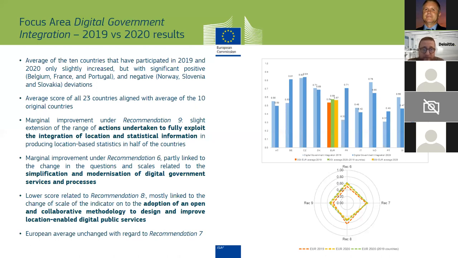Looking at the different recommendations, there has been a marginal improvement under recommendation 9 with a slight extension of the range of actions undertaken to fully exploit the integration of location and statistical information, which however remains an area for improvement, as we said before. A marginal improvement also concerning recommendation 6, which is partly linked to the change in the questions and recalibration of the indicators related to the simplification and modernization of digital government services and processes.